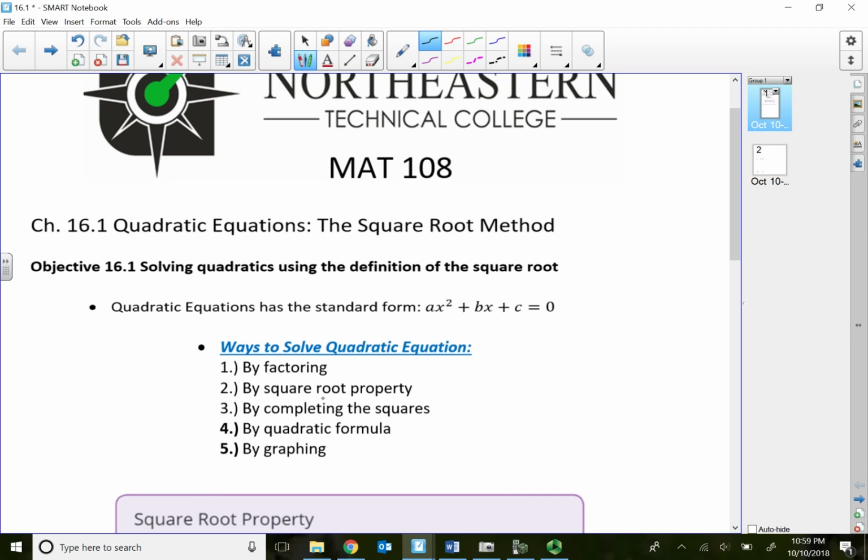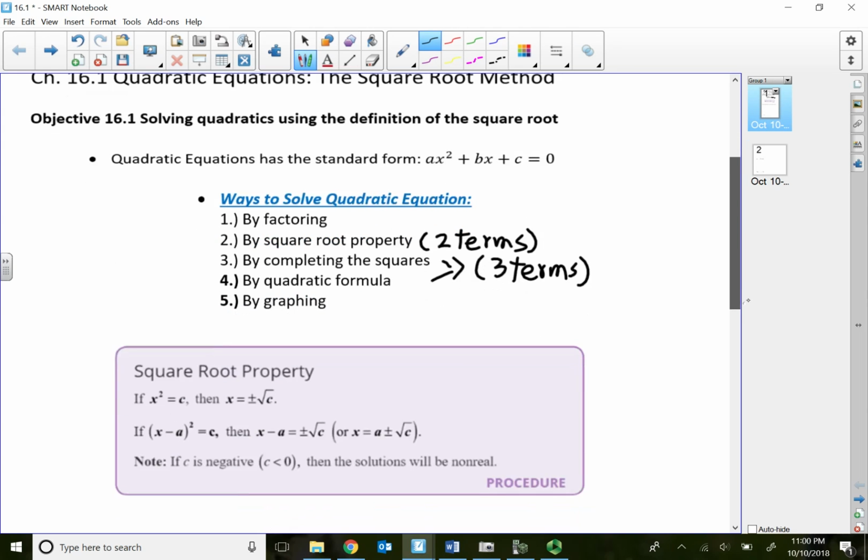All right, so this section is about the square root property. The square root property for quadratic equations is designed for equations that consist of two terms. Completing the squares and the quadratic formula are both designed for quadratic equations that have three terms, such as the ax squared plus bx plus c form. Okay, that's the form.